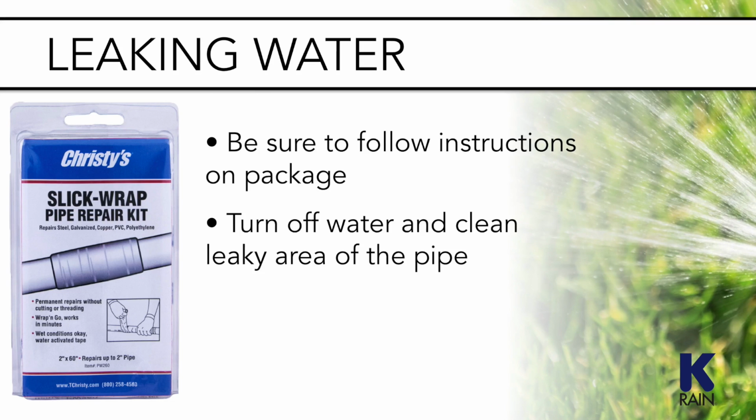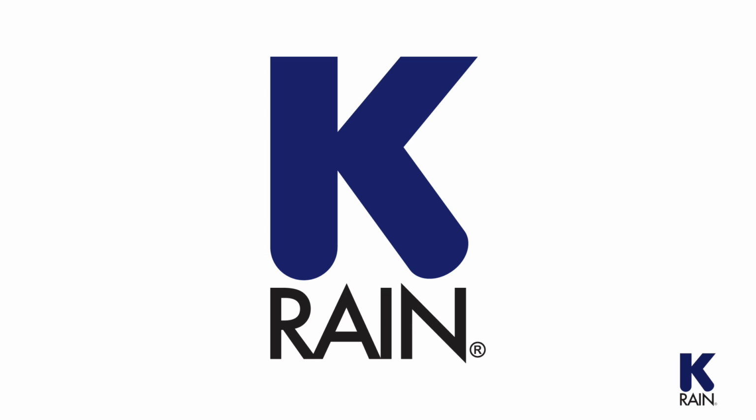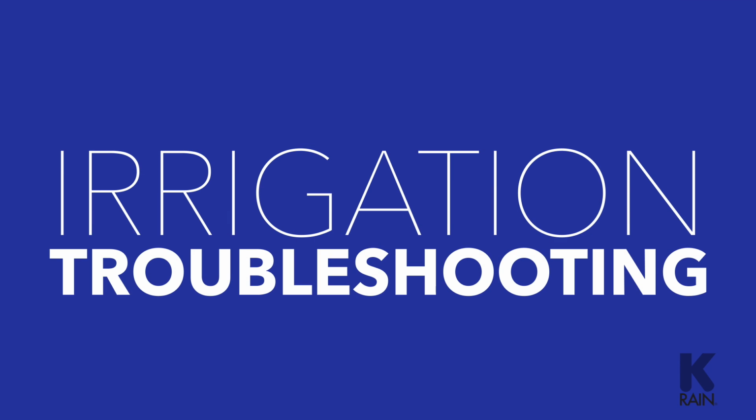You'll need to turn off the water and clean the leaky area of the pipe. Then apply putty to the problem area and wrap it with an activated epoxy resin tape. This creates a watertight seal over the leak. This concludes our course on troubleshooting the mechanical components of an irrigation system: sprinkler heads, valves, and pipes.